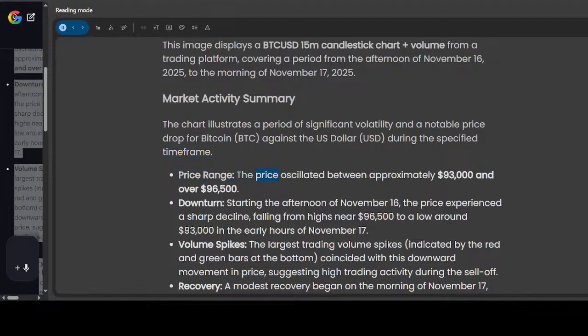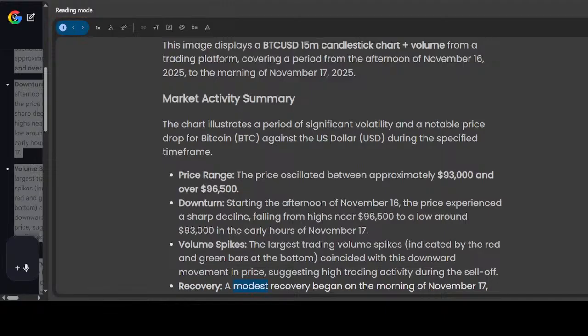Price range. The price oscillated between approximately $93,000 and $96,500. Downturn. Starting the afternoon of November 16, the price experienced a sharp decline, falling from highs near $96,500 to a low around $93,000 in the early hours of November 17. Volume spikes. The largest trading volume spikes indicated by the red and green bars at the bottom coincided with this downward movement in price, suggesting high trading activity during the sell-off.